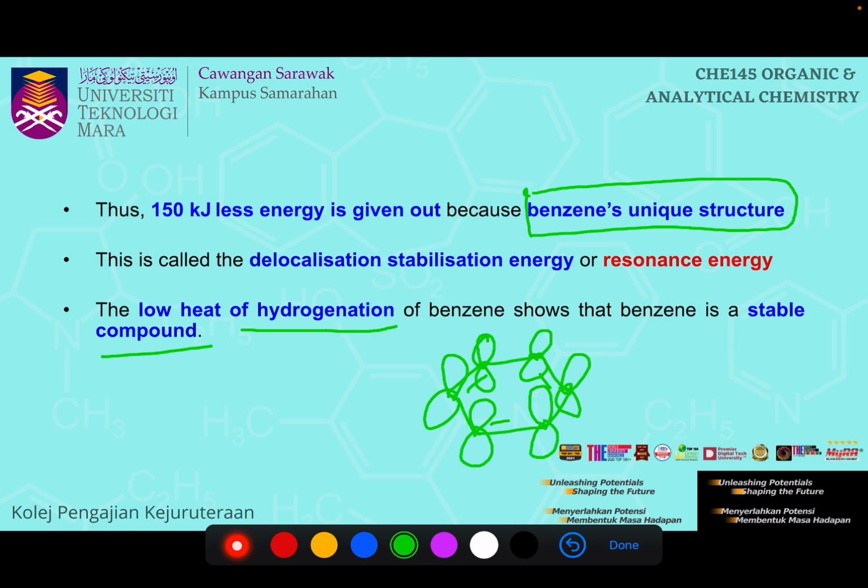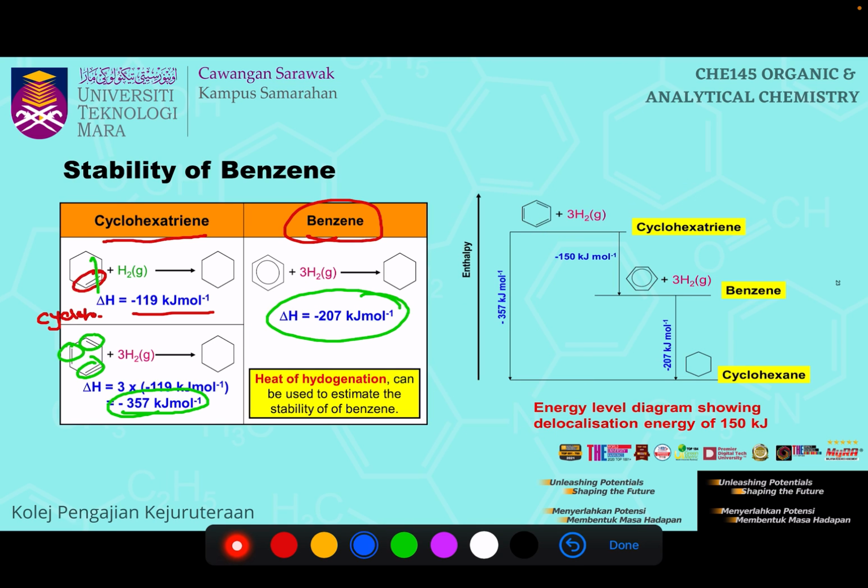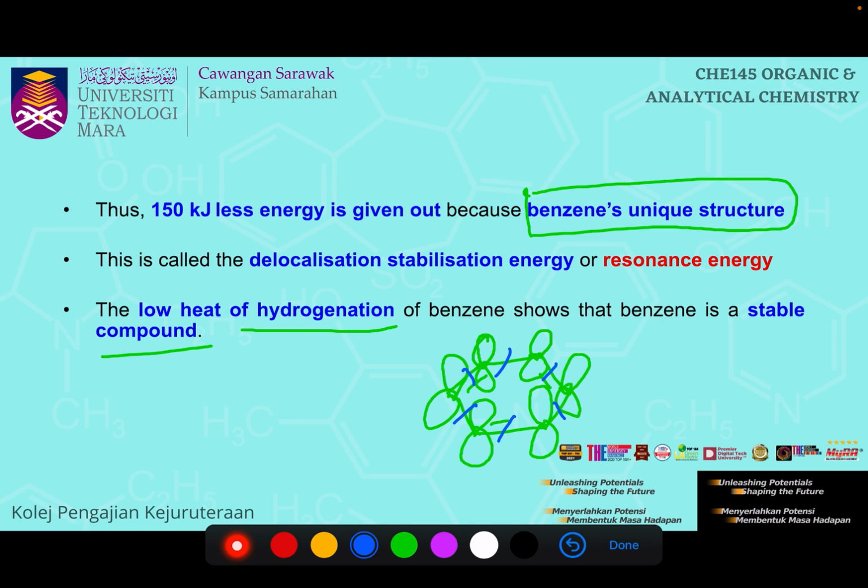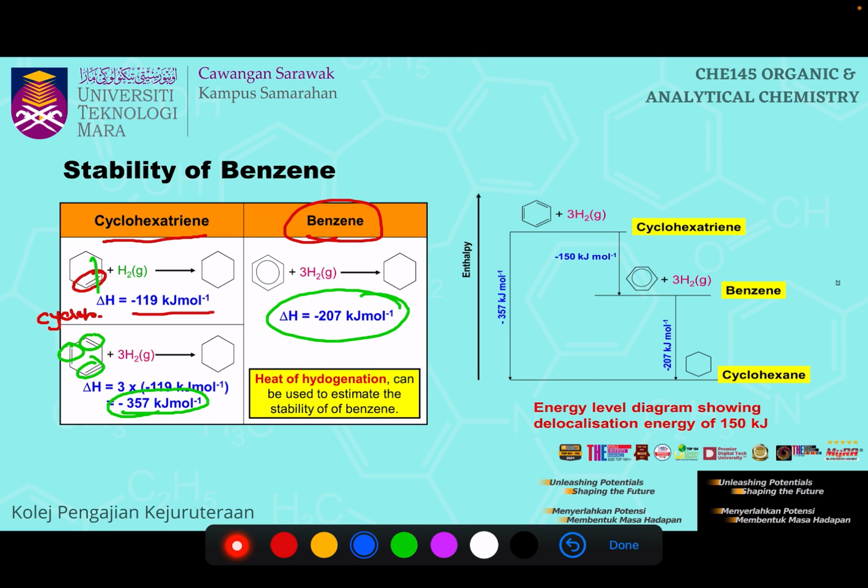So in order to break all this bonding, it requires lower energy, but in terms of stability, it is very stable. It's not easy to break the bonds as well. You don't need to worry about the energy level diagram. The delocalization is 150 kilojoules.